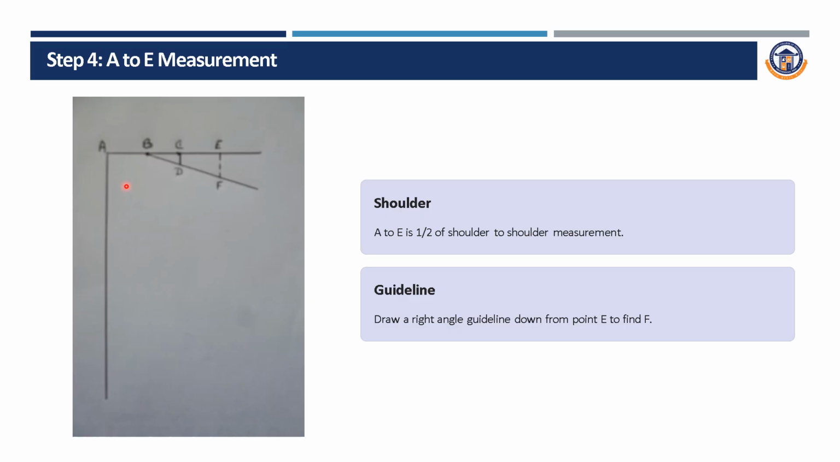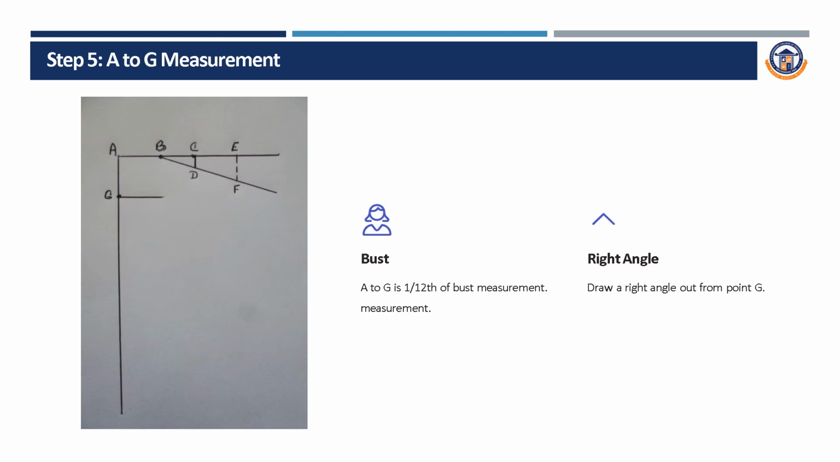Then step 5. Step 5 is bust placement. How are we going to make the bust placement? Here measure A to G, from this point to this point. When measuring A to G, you take 1/12 of the bust measurement.